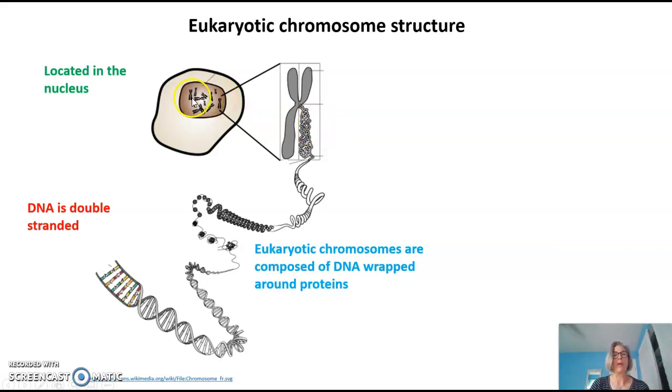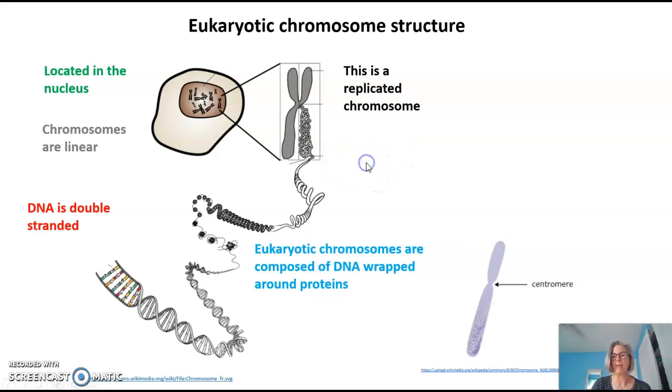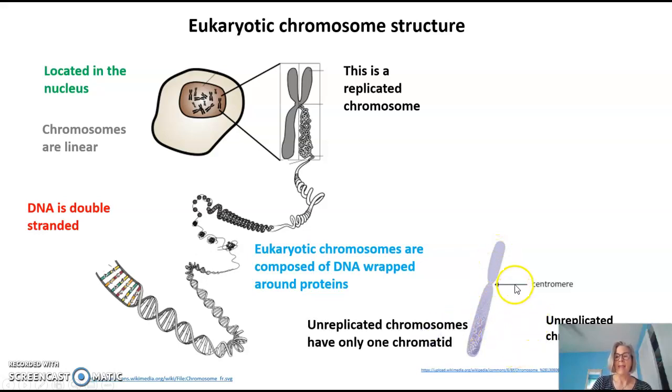These chromosomes are located in the eukaryotic nucleus, and the eukaryotic chromosomes are linear. They are not circular like they are in prokaryotic organisms. So this is actually a picture of a replicated chromosome, and that's not what chromosomes look like in the majority of the cell's life. For most of a cell's life, this is what a chromosome looks like. This is what's called an unreplicated or uncopied chromosome.